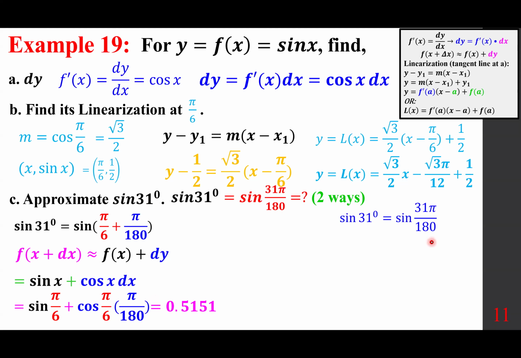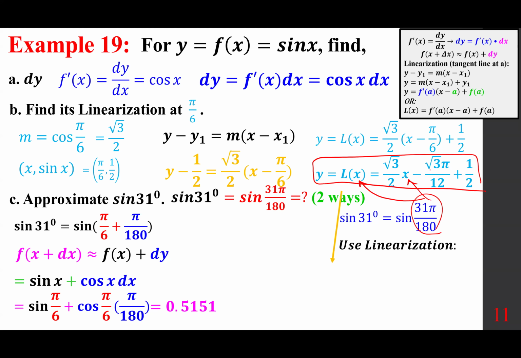Now, sine of 31 degrees is sine of 31 pi over 180, as it was mentioned. And to use the linearization, replace the x with 31 pi over 180. So we get L of 31 pi over 180 equals square root of 3 over 2 times 31 pi over 180, minus square root of 3 pi over 2 plus 1 over 2. You have to use a calculator. And this, again, we use 4 decimals here, must give you an exact answer as that.